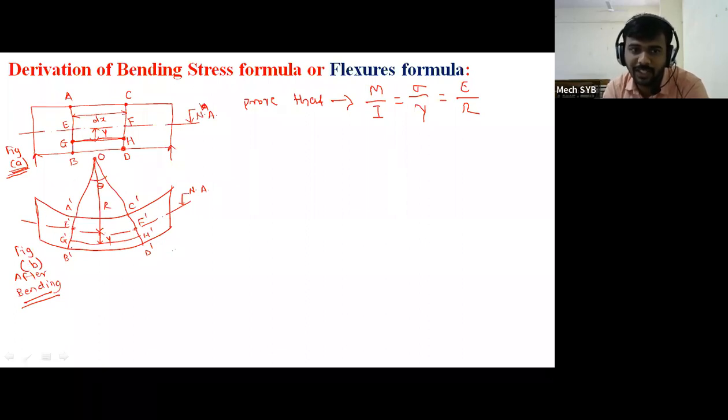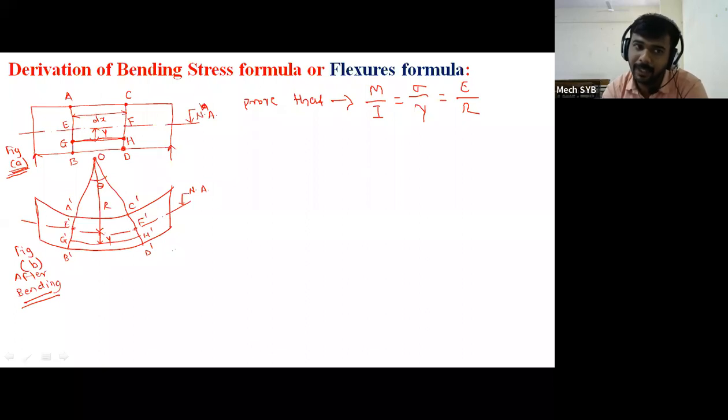So in figure B, if you see all the sections, that is A to B, C to D, then layer GH, all the dimensions will get changed because the bending of the beam is taking place. We know that if we apply force on a body, its original shape changes. If the original shape changes, its dimensions also change.